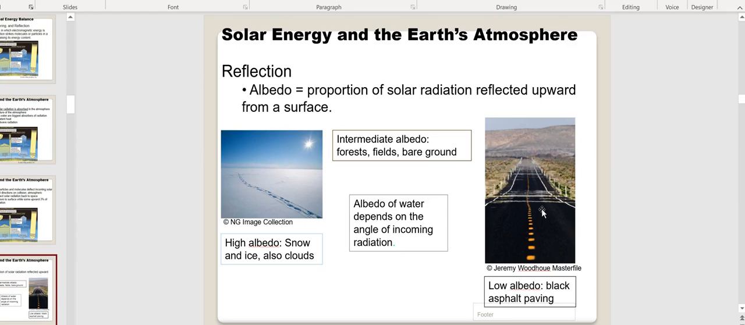What is one of the reasons that we have solar panels that are dark? Well, solar panels are dark because they absorb solar radiation. Now, inversely, you have snow. Snow has a very high albedo, which means it has a high proportion of reflectivity, which means that according to solar radiation, it's going to reflect a majority of that energy back up from the Earth's surface.